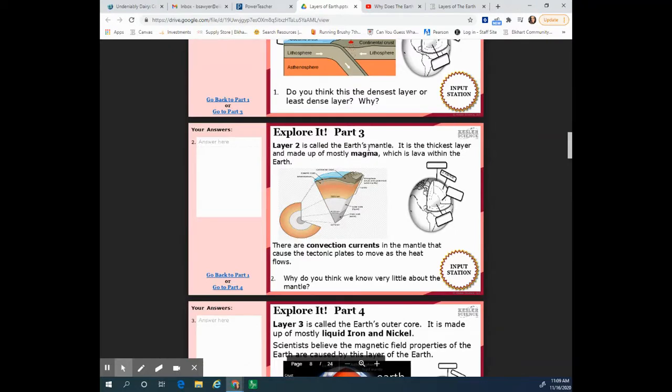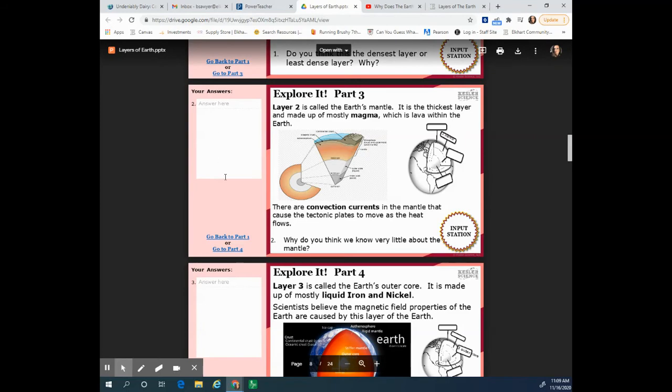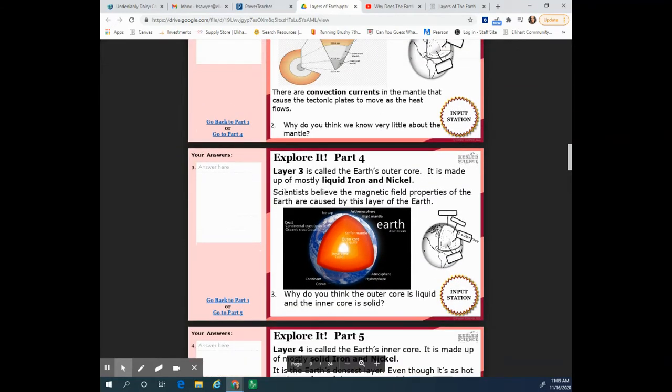Layer 2 is called the Earth's mantle. It's the thickest layer and made mostly of magma, which is lava within the Earth. There are convection currents in the mantle that cause tectonic plates to move as the heat flows. Why do you think we know very little about the mantle? Put your answer here.